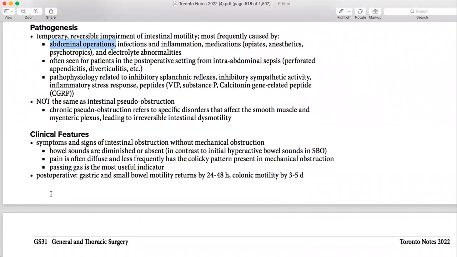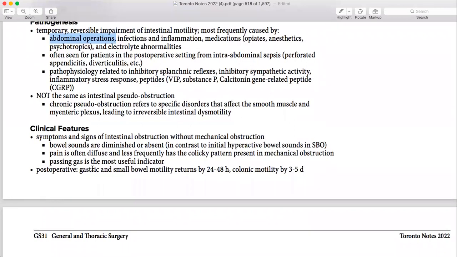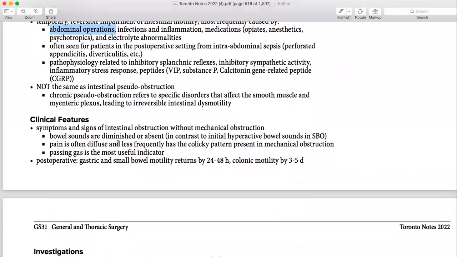Then you need to know the clinical features. Bowel sounds are diminished or absent. Pain is often diffuse and less frequent. So small bowel obstruction has more pain and this has less pain, and it is basically colicky pain. Passing gas is the most useful indicator. So in this, they might be passing gas. Over there, it was total obstipation, no stool and no gas. Post-operative, as I told you, it might resolve within 24 to 48 hours.